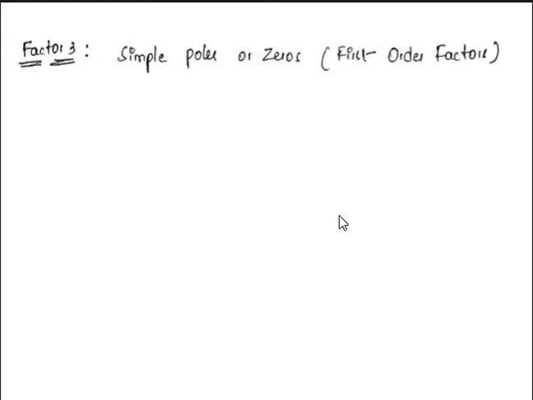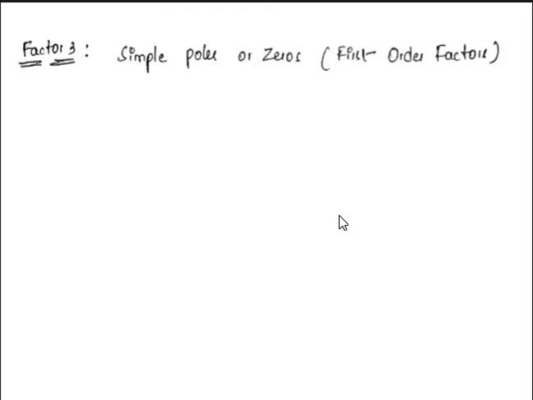Dear students, in this video I explain factor 3. In the previous video I explained factor 2, that is single pole or multiple poles and single zero and multiple zeros at origin. Now the condition is simple poles and simple zeros.